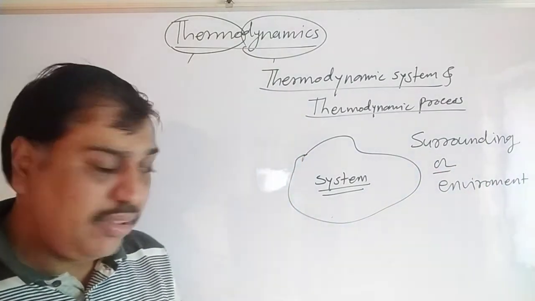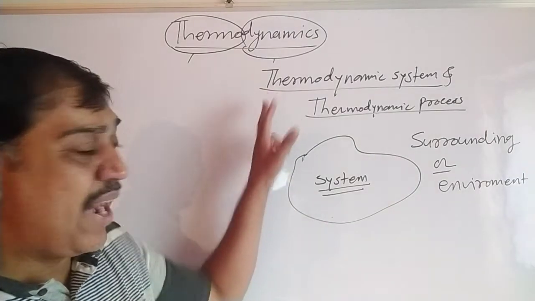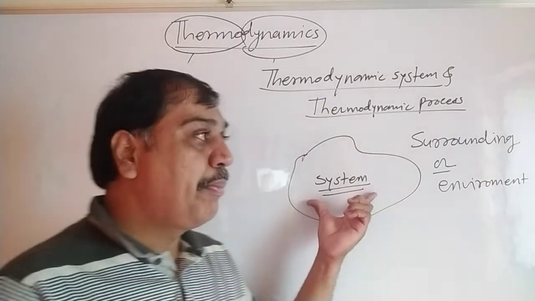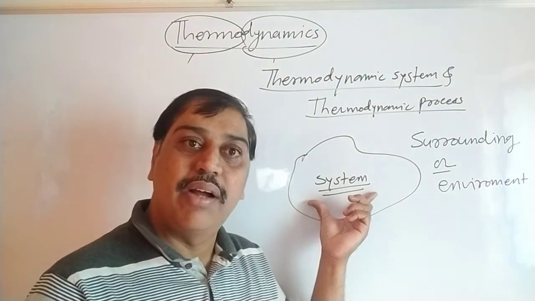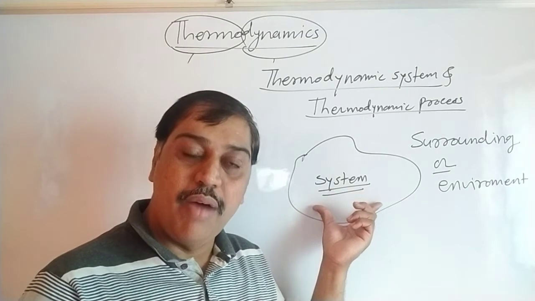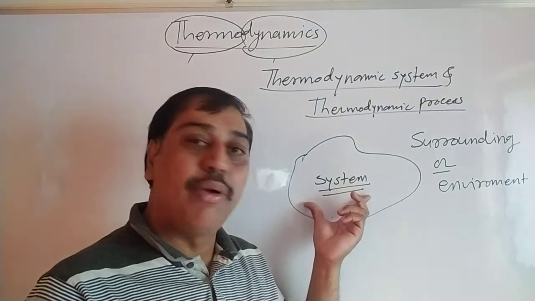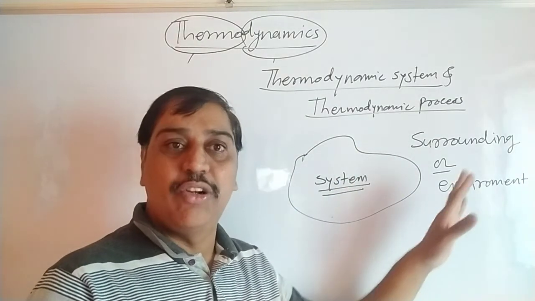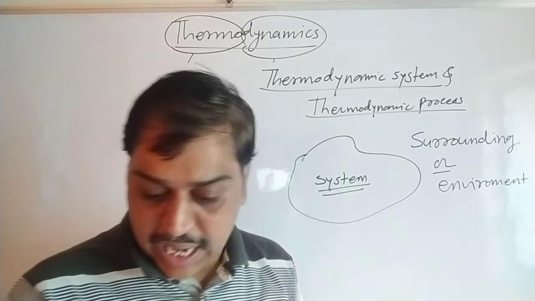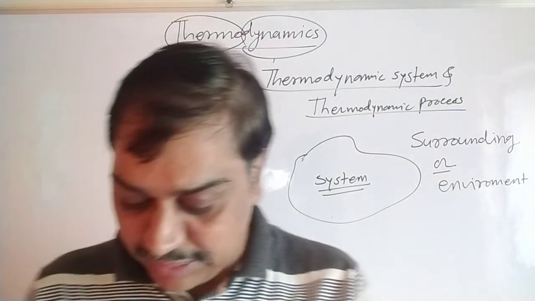The thermodynamic system consists of the particles or group of particles considered for the study of some experiment. That is said to be the thermodynamic system. And other than this thermodynamic system, the remaining thing is said to be the surrounding, or the environment. Now let's start with this.